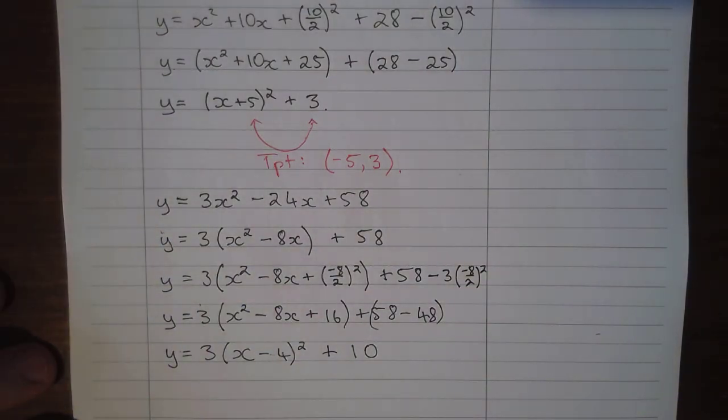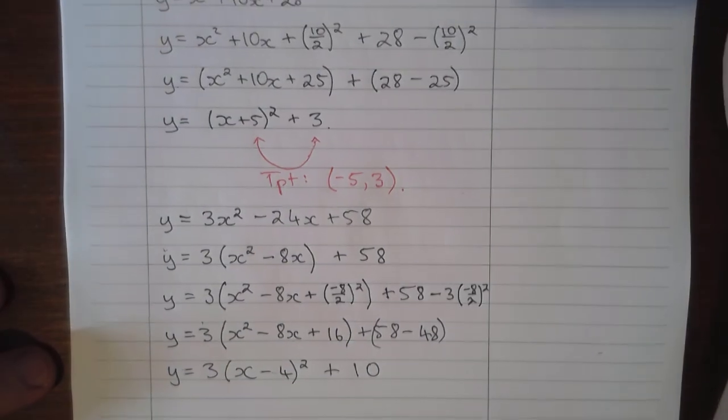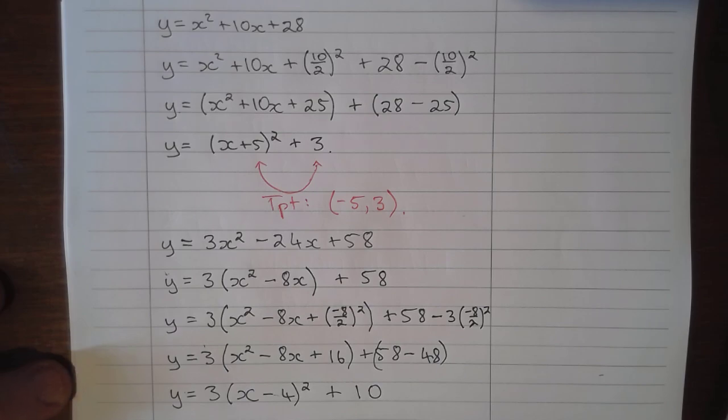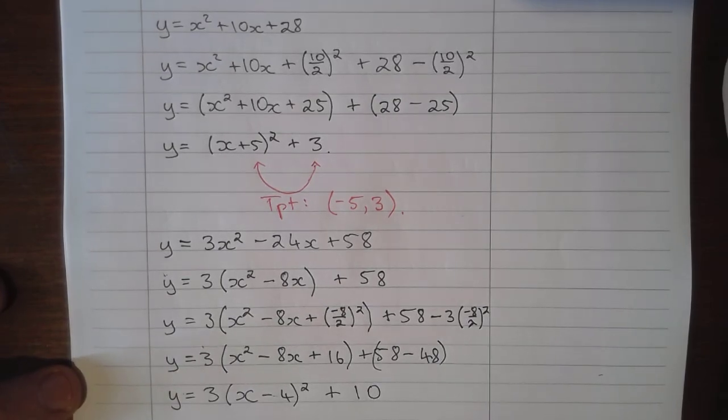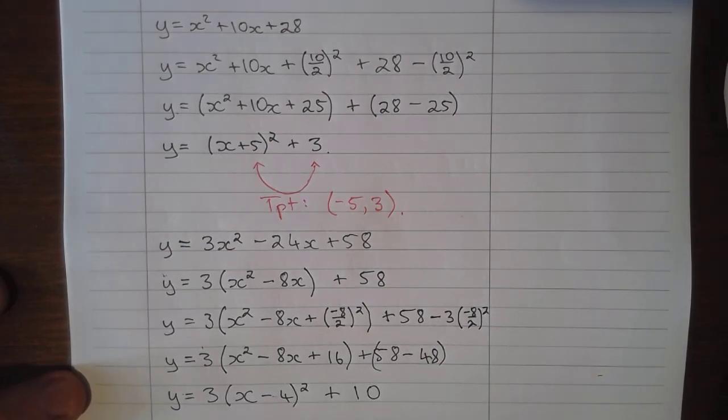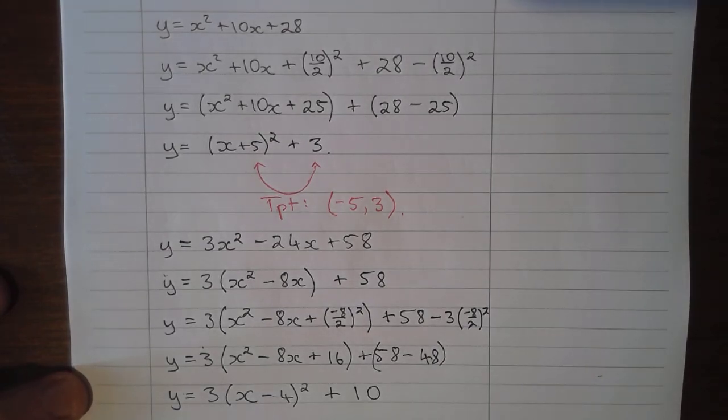Okay, so that's a couple of examples of completing the square. Like I said, you can use that to find turning points of graphs, or simply to rewrite a quadratic in a different form if you're required to, or even to solve the quadratic equation. So you can use this to find the x-intercepts as well.